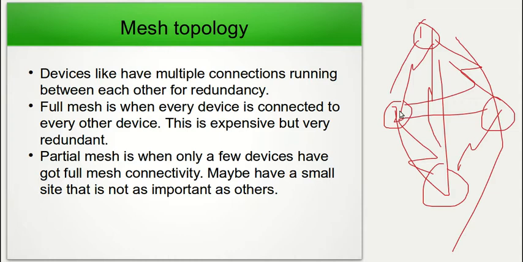The problem is it's very expensive, and it's only used when we're going to have a lot of data running between our sites. As an example, if we know that these sites are all going to be sending loads of data, loads of information between each other, then a full mesh is feasible.